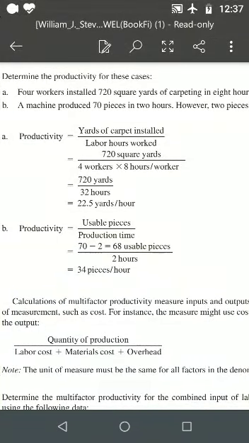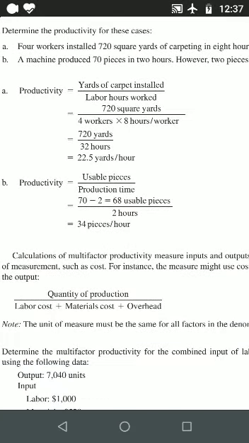Hello student. In today's revision video, we will try to learn how to determine the productivity of the process. Productivity is one of the important measures for any operation manager or production manager to determine whether he is utilizing the resources properly or not.